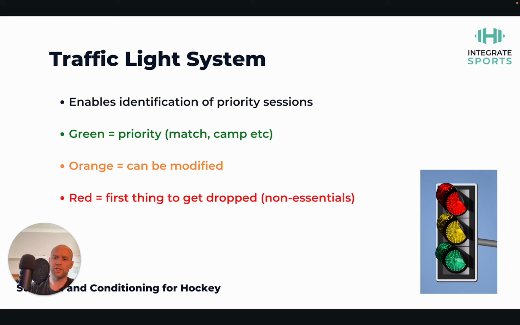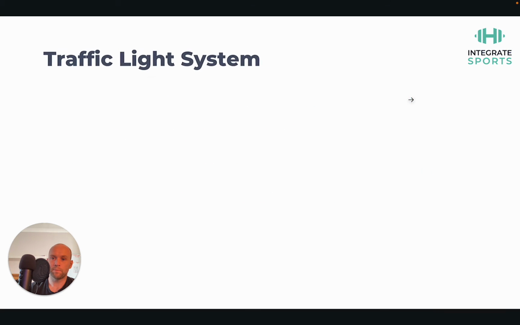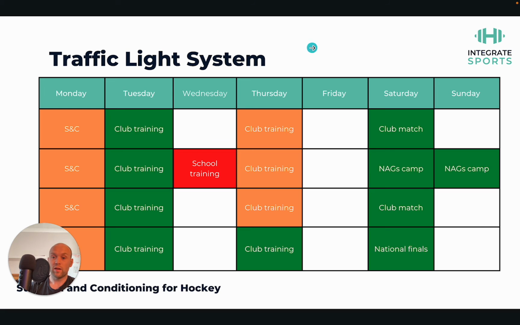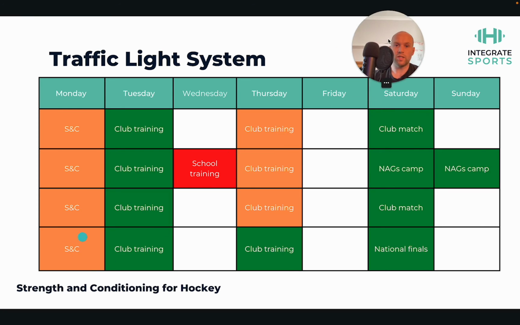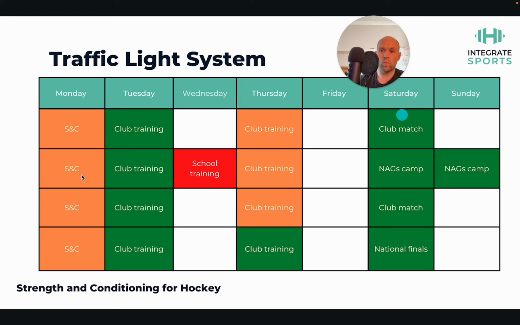And then if it's a red session, this is just sort of a nice to have. Well, that's going to be the first thing that's going to get dropped. So it becomes essentially a bit of a non-essential. And so it can look a little bit like this. The orange sessions, as I say, are the ones that can be modified. We've got greens, which are priorities. We've got reds, which are non-priorities.